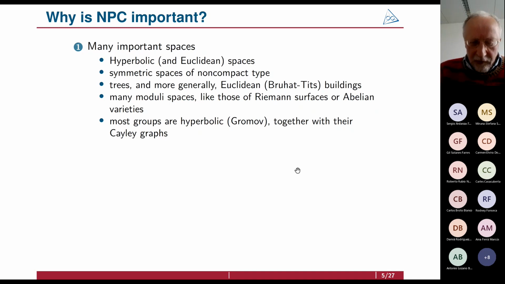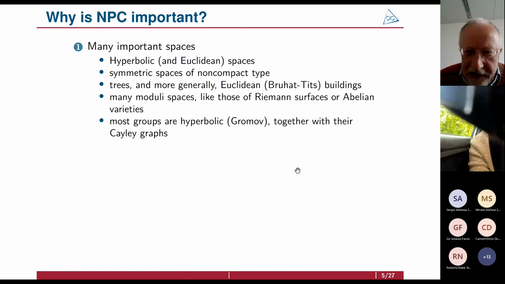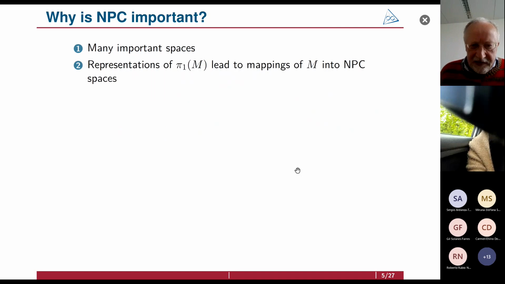And then you also have more general spaces, namely metric trees, or more generally Euclidean Bruhat-Tits buildings. Also in geometry, you often have moduli spaces, like those of Riemann surfaces or those of abelian varieties, that have been shown to have non-positive curvature. And hyperbolicity is also a general property, as pointed out by Gromov in particular. And according to his scheme, most groups are hyperbolic, together with their Cayley graphs as geometric objects.